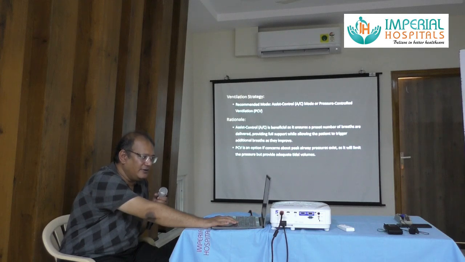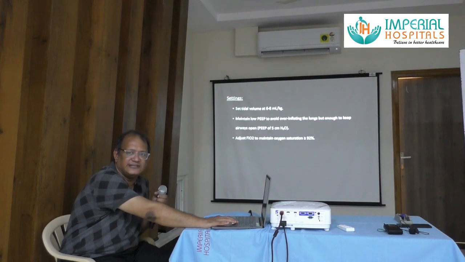So you have to go for PCV or ACMV. Again, the benefit is that a preset number of breaths is guaranteed, and it allows continuous peak airway pressure, which will limit pressure but give adequate tidal volumes. The settings you use here are VT at 6 to 8 ml per kg, and maintain low PEEP to avoid overinflating the lungs but enough to keep airways open. So PEEP will be around 5 centimeters of water. Adjust FiO2 to maintain saturation again of greater than 92%.